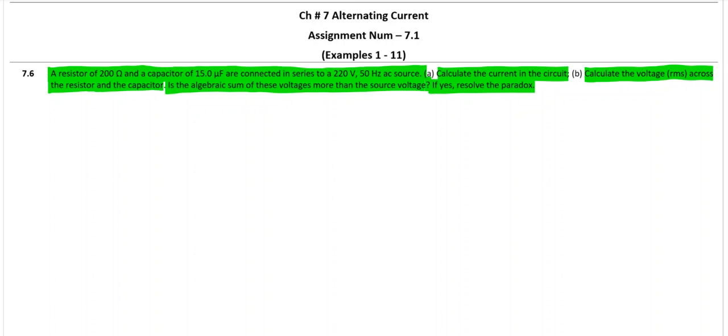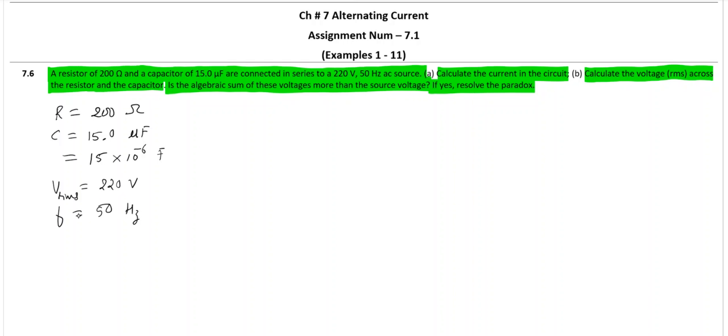Very interesting problem. Let us start with calculations, and before that data collection. So what we are given is R value 200 ohm, C is 15 microfarad. Better to convert it into farad, so 15 into 10 to the power minus 6 farad. VRMS is 220 volt and frequency given is 50 hertz.